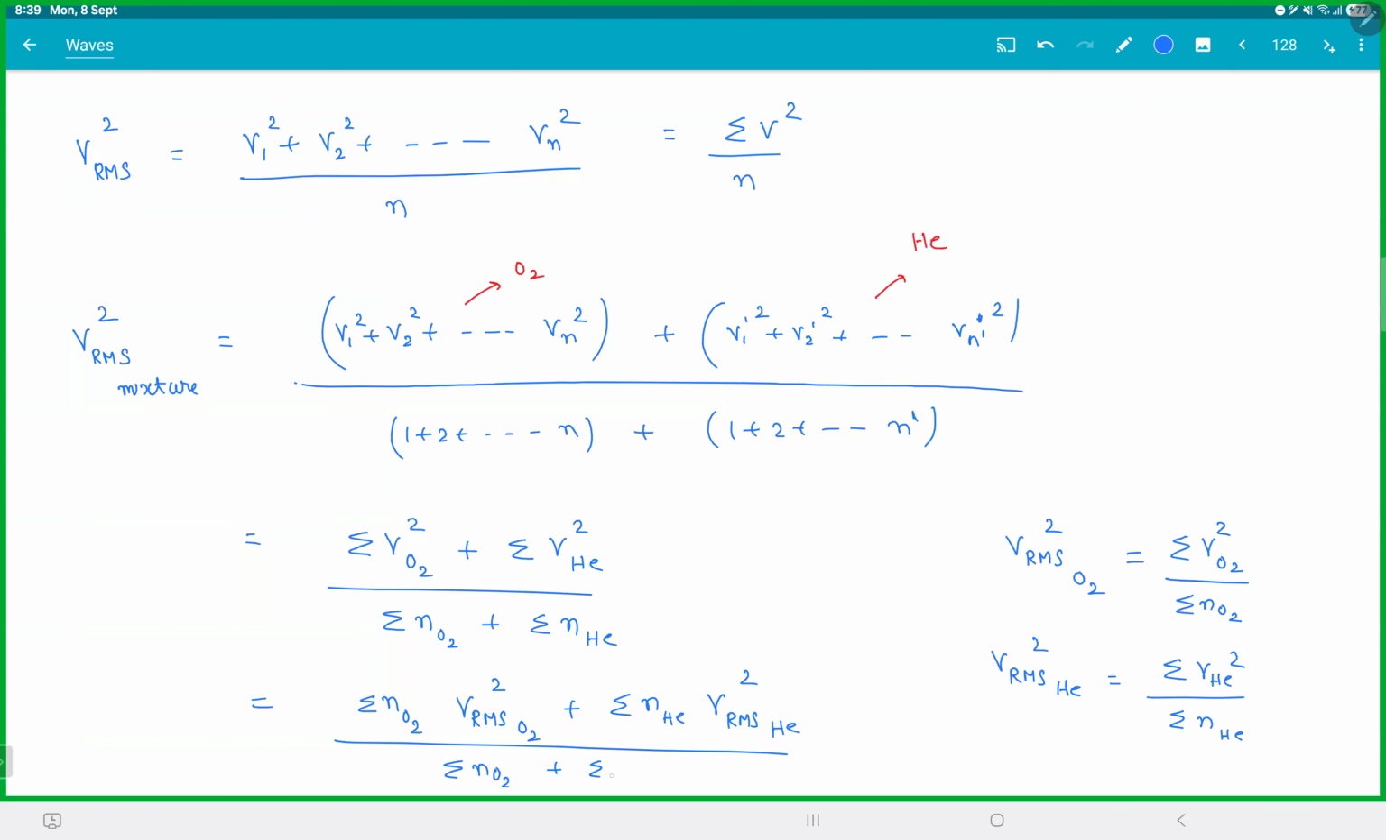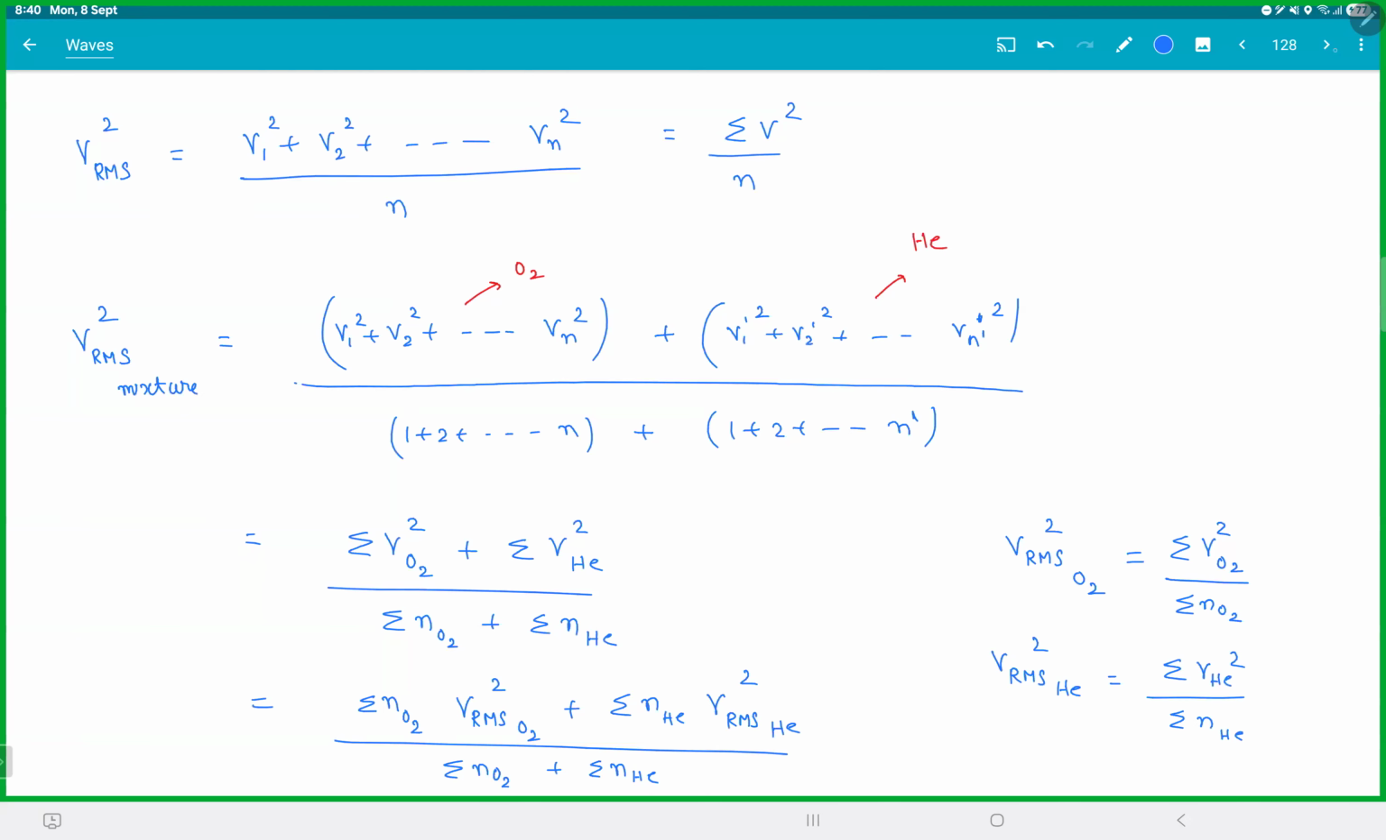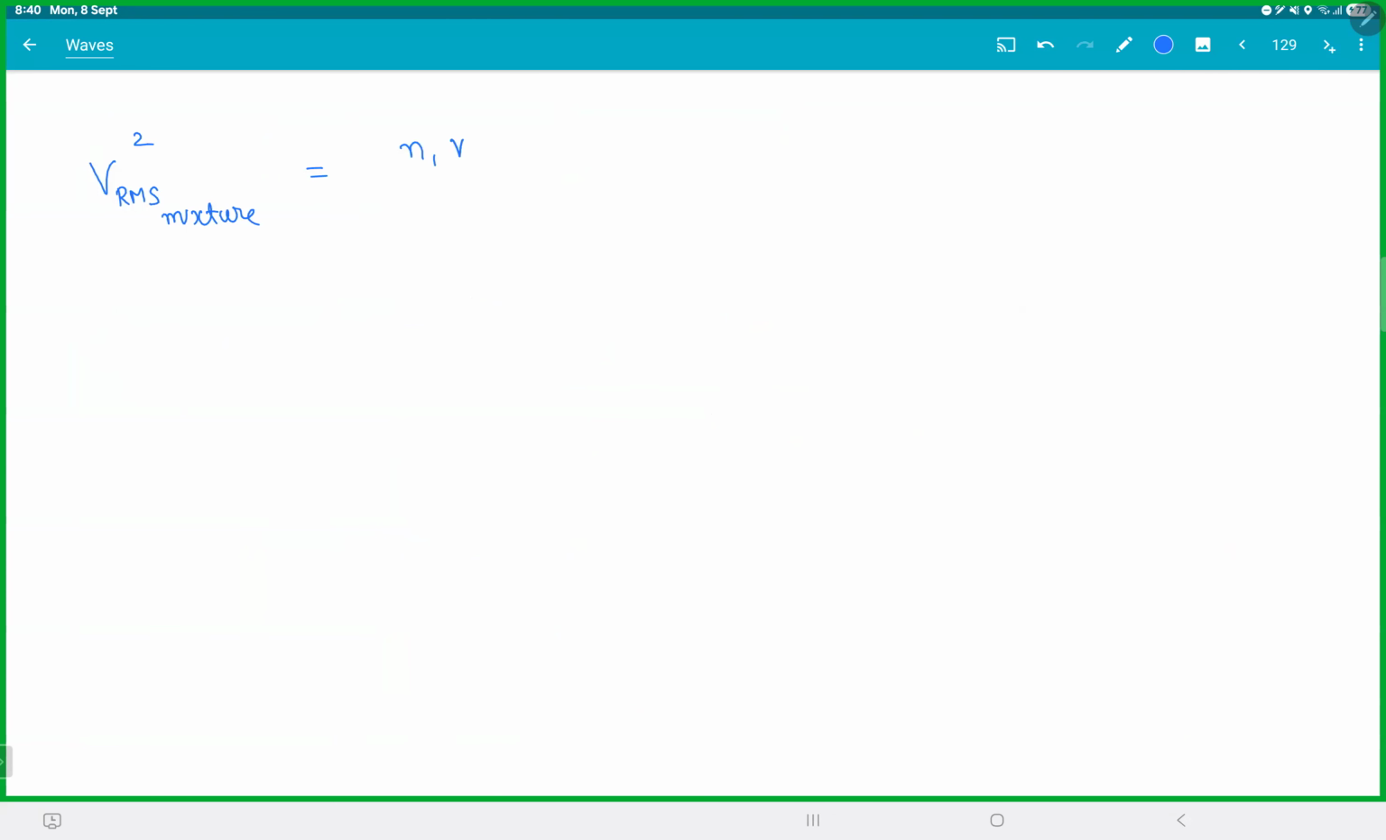So if I just combine the whole thing, this will be a general formula. So VRMS square for a mixture: these are the total number of molecules, I can divide by Avogadro number, and it becomes the moles. So this will become N1 V1 RMS square plus N2 V2 RMS square by N1 plus N2. This is your general formula for RMS.